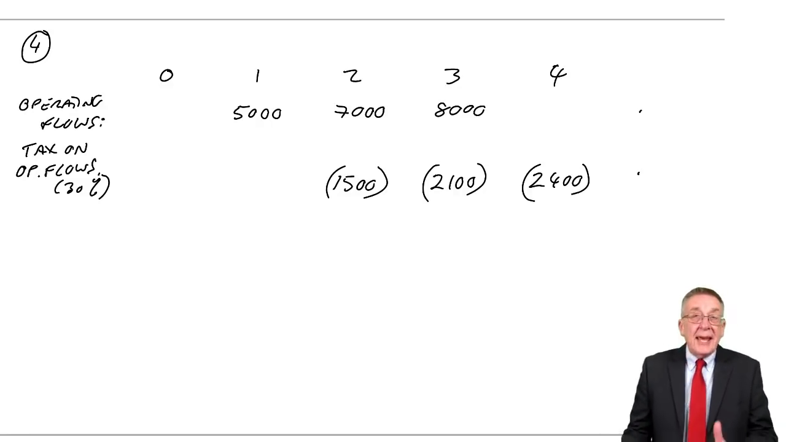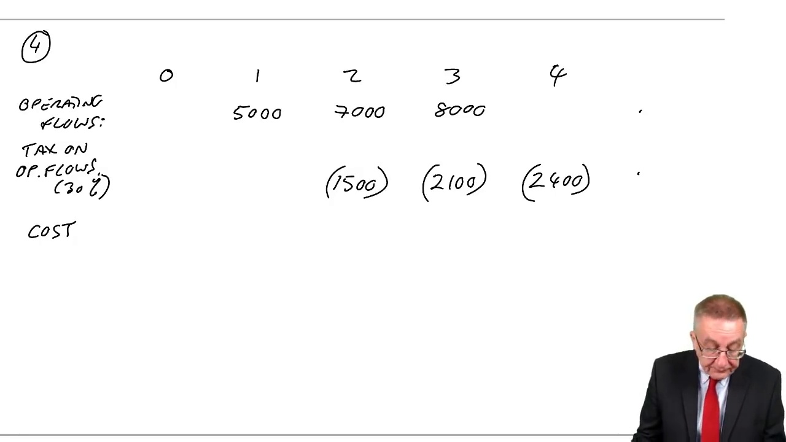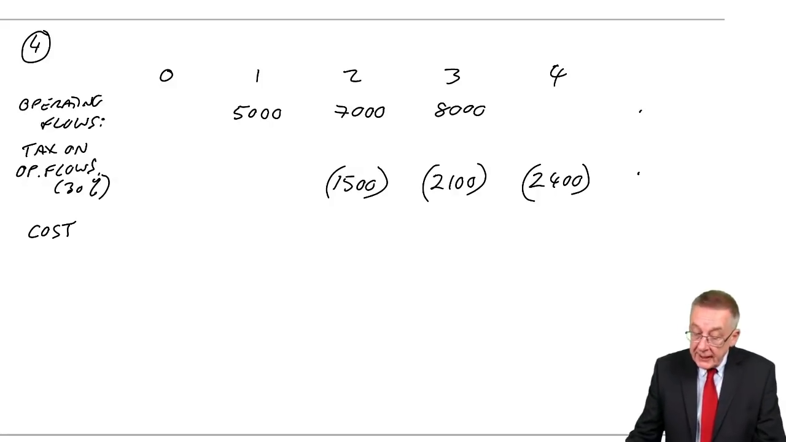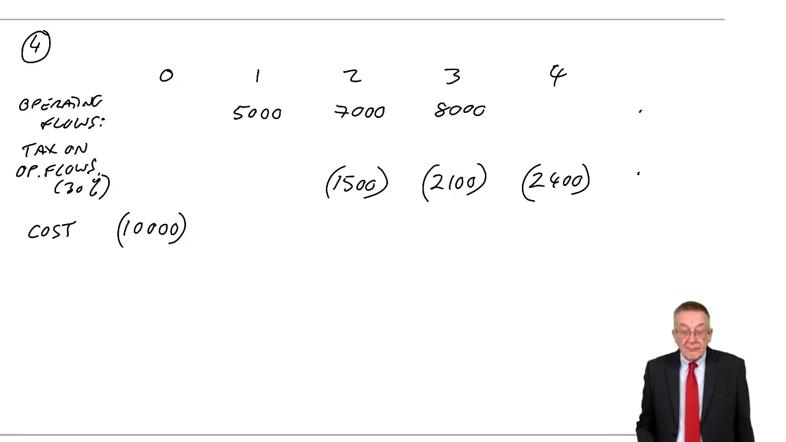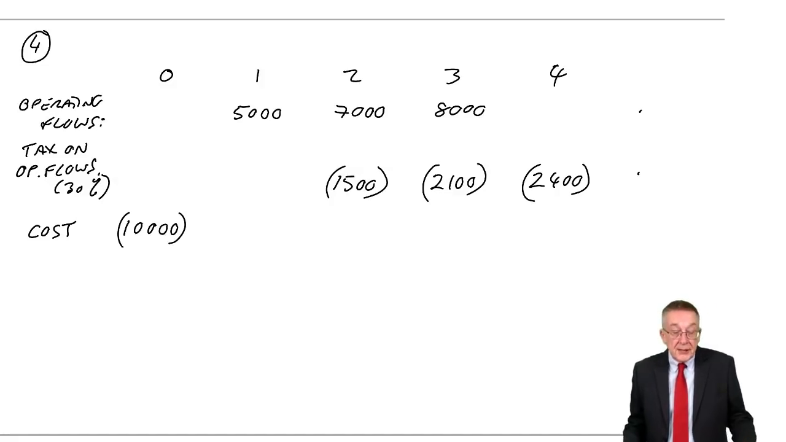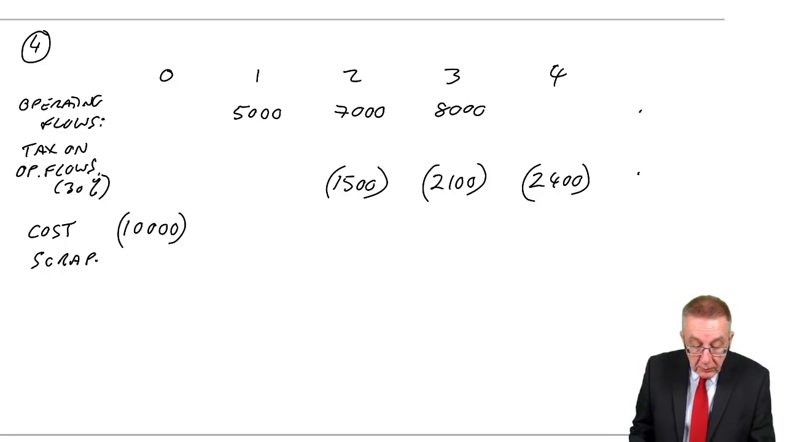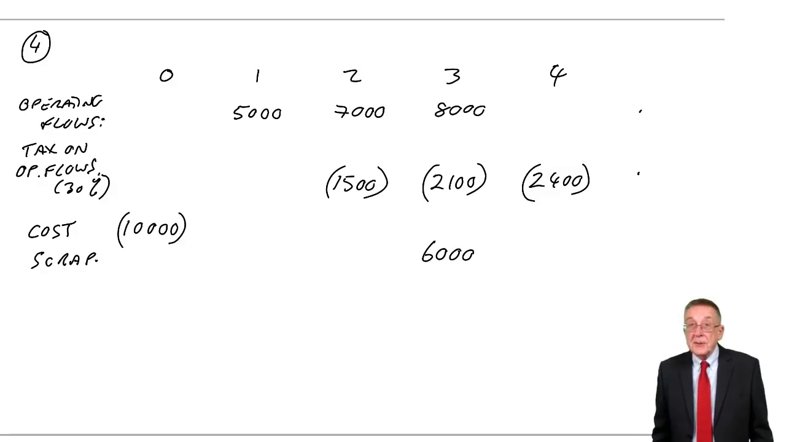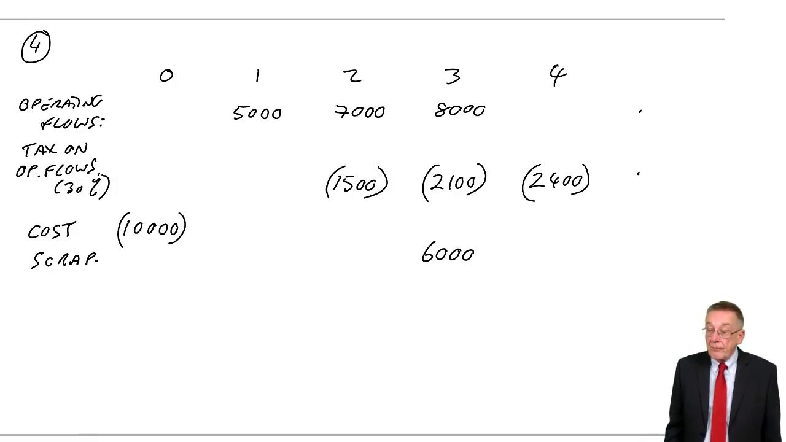The next thing to look at is the capital flows, and by that I mean the initial cost of the machine. And where is it? Second line, it cost 10,000 at time zero. And it's going to be scrapped at the end of the project, 3 years' time. The sale proceeds, the scrap, we're told, we intend to sell it for 6,000. So an inflow of 6,000 at time three. Again, another easy half mark, one mark, or whatever.